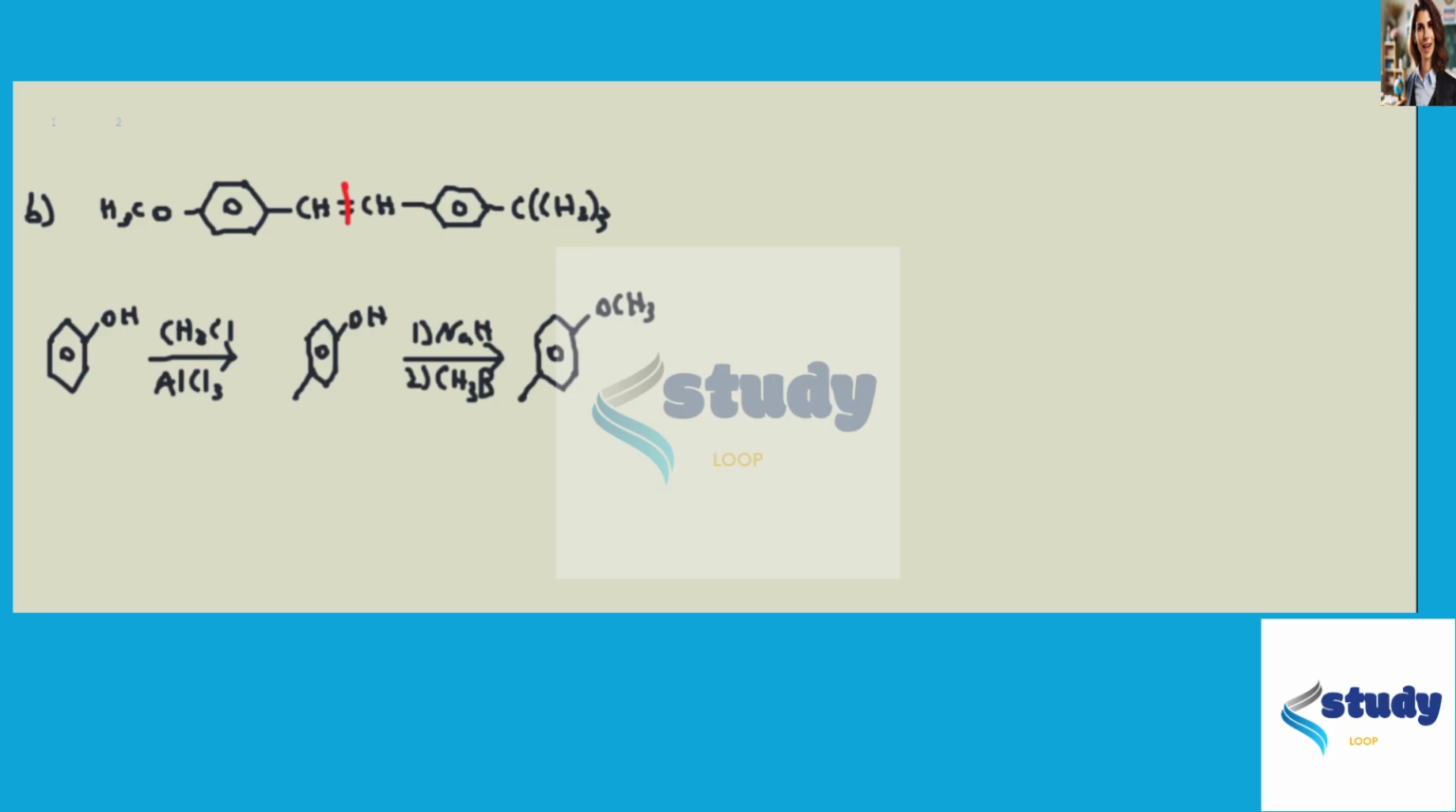Okay. And so we can then do a benzylic bromination. So we'll use bromine and light. And because this is an aromatic system, that's going to give us a bromine at the benzylic position here. So benzylic bromination.